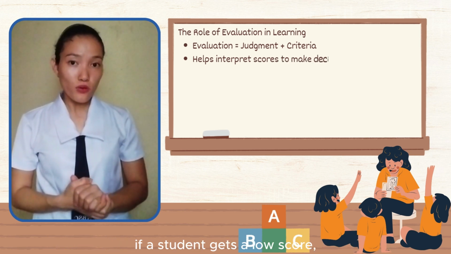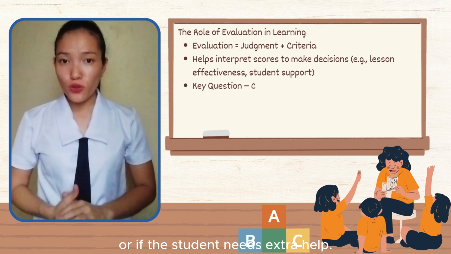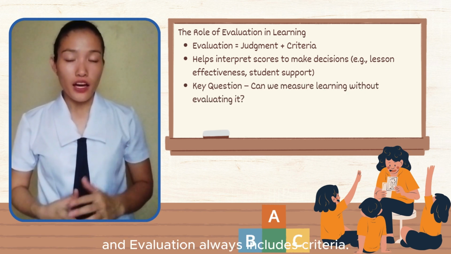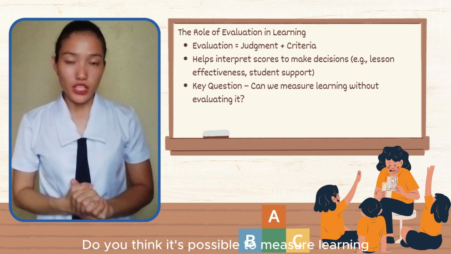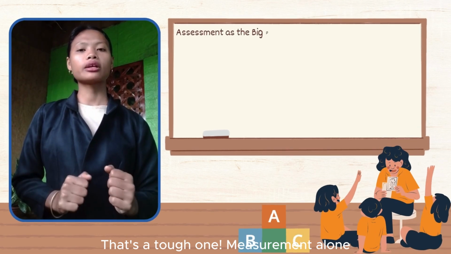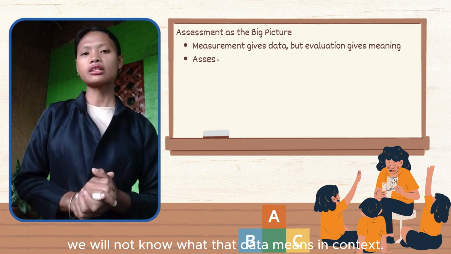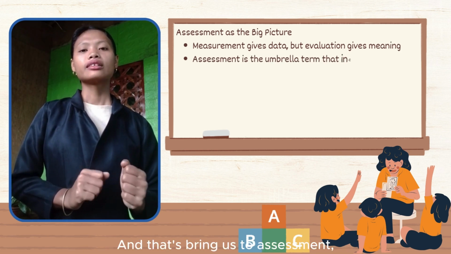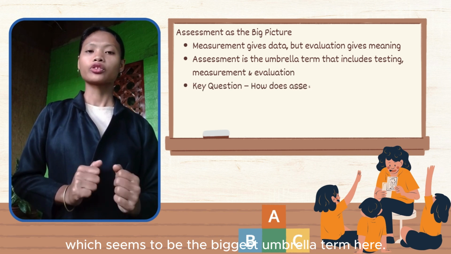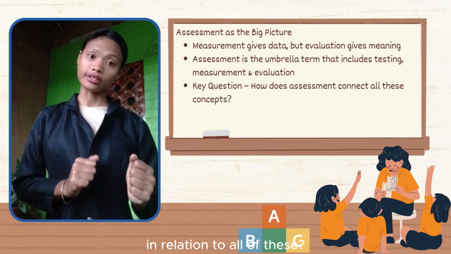Evaluation involves judgment. It's about interpreting those scores to make decisions. If a student gets a low score, the teacher has to determine if the lesson was effective or if the student needs extra help. And evaluation always includes criteria. Do you think it's possible to measure learning without evaluating it? That's a tough one. Measurement alone gives us data, but without evaluation, we would not know what that data means in context. And that brings us to assessment, which seems to be the biggest umbrella term here. How would you define assessment in relation to all of this?